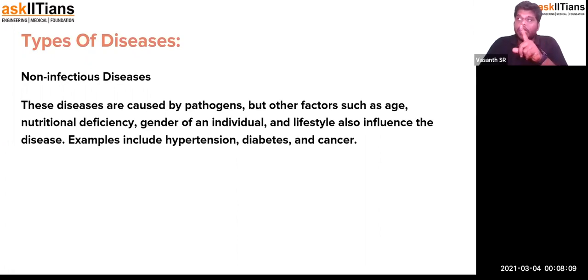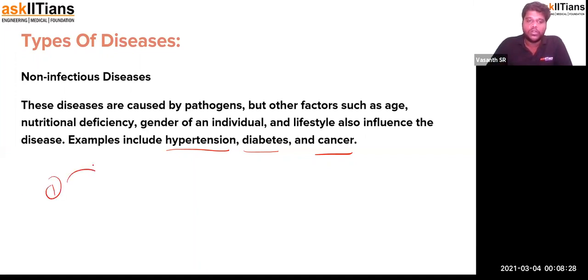So in this case, there are several types, for example hypertension or high blood pressure, and then diabetes, and then cancer. All these three are very good examples of non-infectious disease. These non-infectious diseases will not get transferred from one person to another person. It will not get transferred. So this actually gets transferred only with possibilities through genetics.